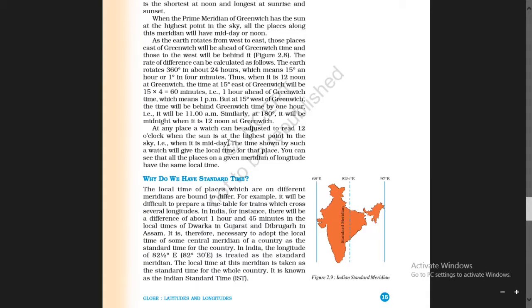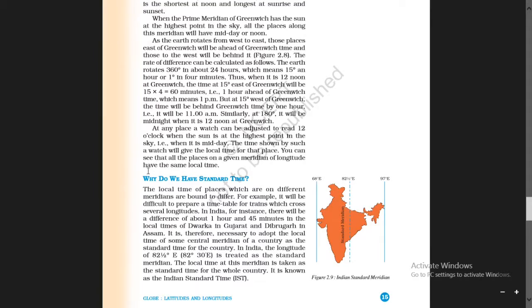The sun, you must be clear that at midday, the sun is at the highest point. The time shown by such a watch will give the local time for that place. You can see that all the places on a given meridian of longitude have the same local time.